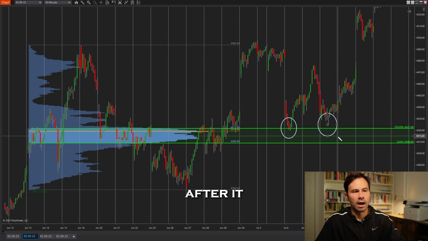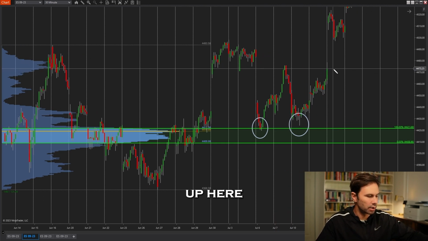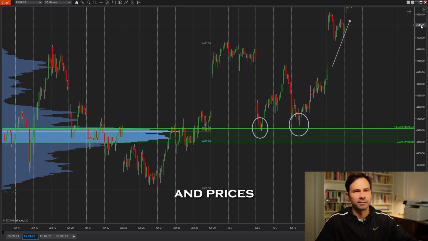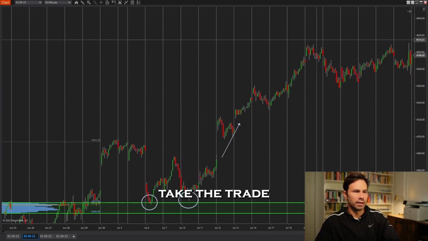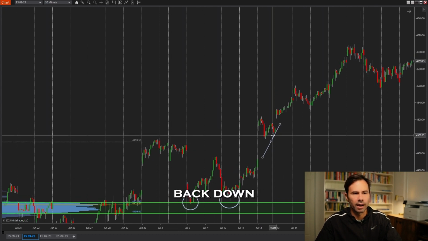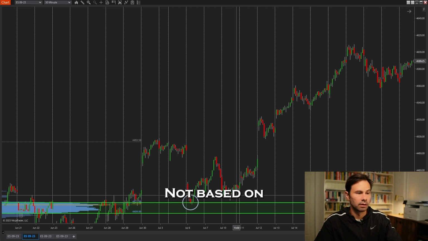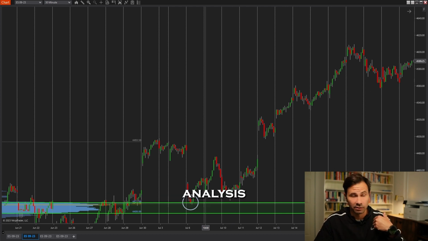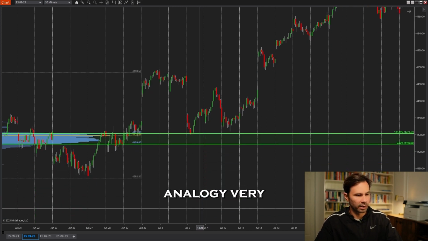Now, after it came here, it didn't touch the COT, so you completely ignore it. And then you have a gap up here and prices just flew. Okay, it went above, you didn't take the trade, and then you think that when prices come back down again, you will take this trade again. Well, you will not, based on my analysis. I will only take this thing once, and I do this analogy very often.